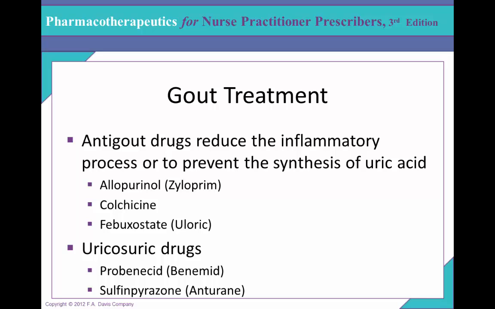So, anti-gout drugs to reduce the inflammation or to prevent the synthesis of uric acid, you have them listed, but do not forget that medications to treat acute gouty attack are only your NSAIDs, your colchicine, and corticosteroids. Now, there's also uricosurics. You have probenecid and you have sulfinpyrazone.